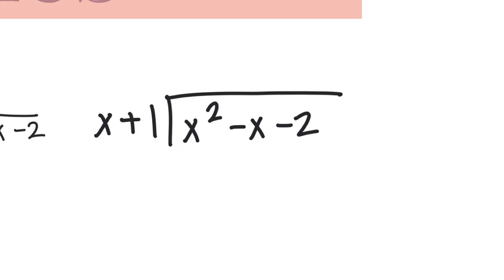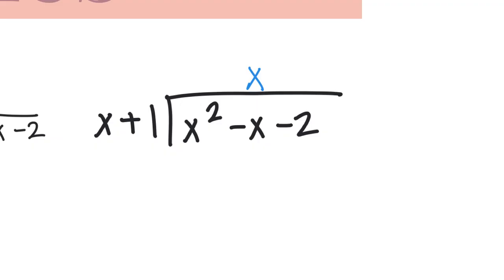X times x is x squared. So I'm not putting x here because it's not the same term. I'm going to go ahead and put x right here. Okay, again, they're the same degree of exponent. I'm going to put it in line.